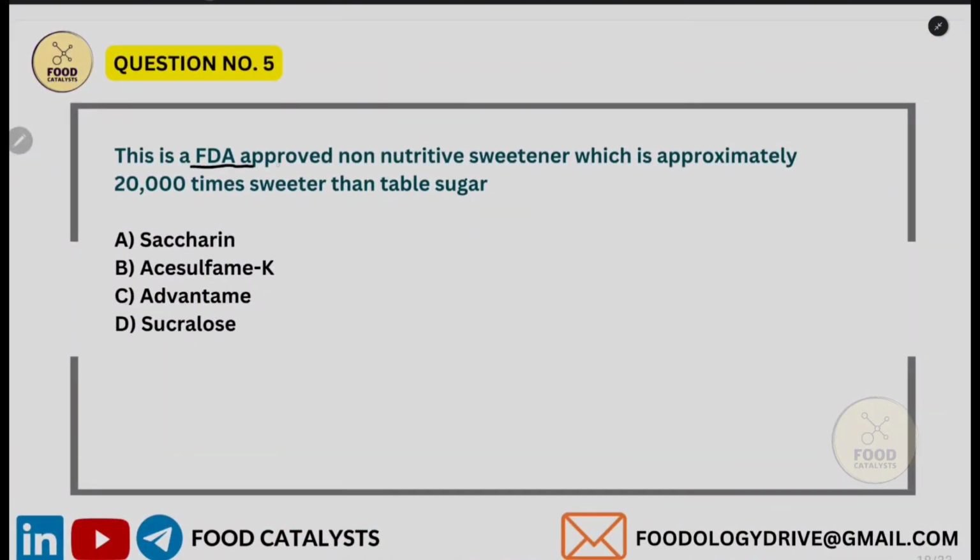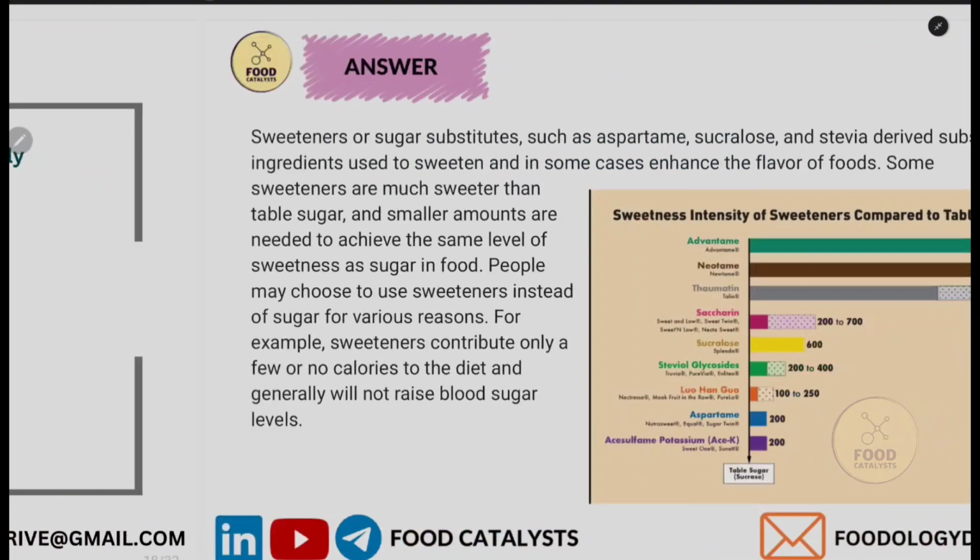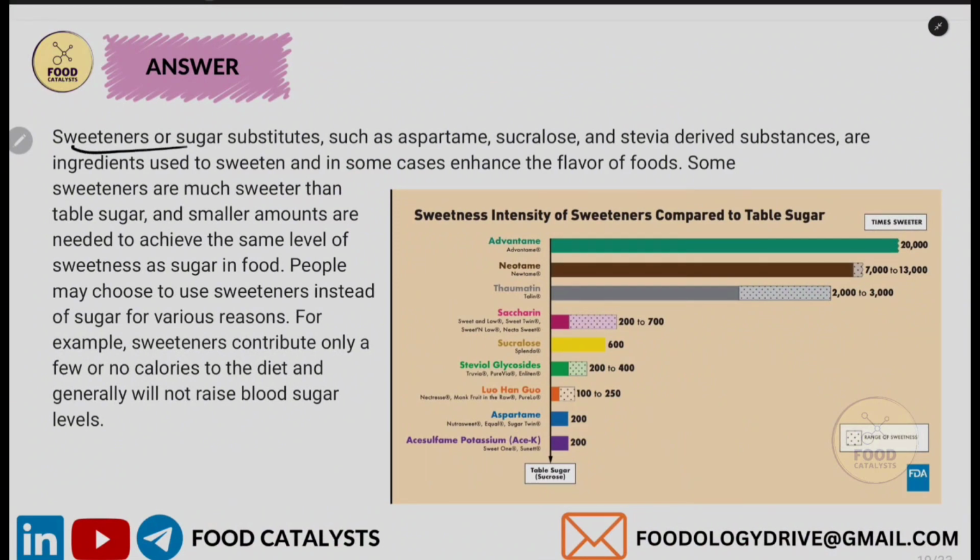Okay, they are asking about an FDA approved non-nutritive sweetener which is 2000 times sweeter than table sugar. We need to identify what that sugar is. To solve this simply, we first need to know what a non-nutritive sweetener is, right? Sweeteners are sugar substances such as aspartame, sucralose, stevia, which is derived from an ingredient, right, to sweeten, and that ingredient will give the flavor to food, right?